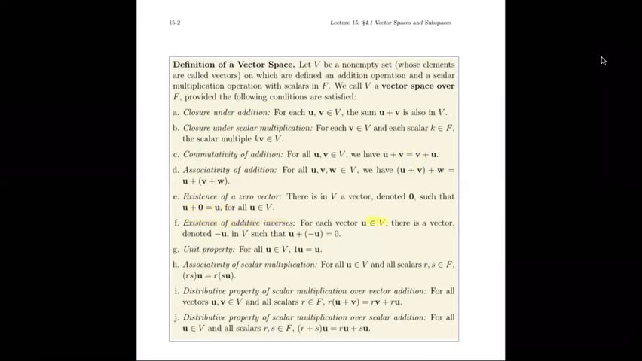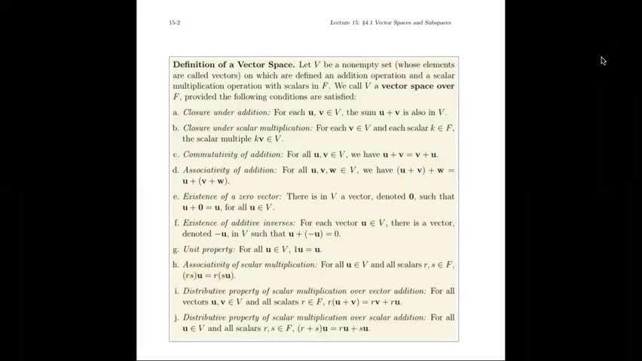So there, for each u and v, there's a negative u and v such that when we add them up, we're equal to that zero vector of the space. The unit property: there's a scalar unit in each vector field. That's part of how it's a field. It has a number like 1, for which multiplying that scalar by a vector results in that vector.